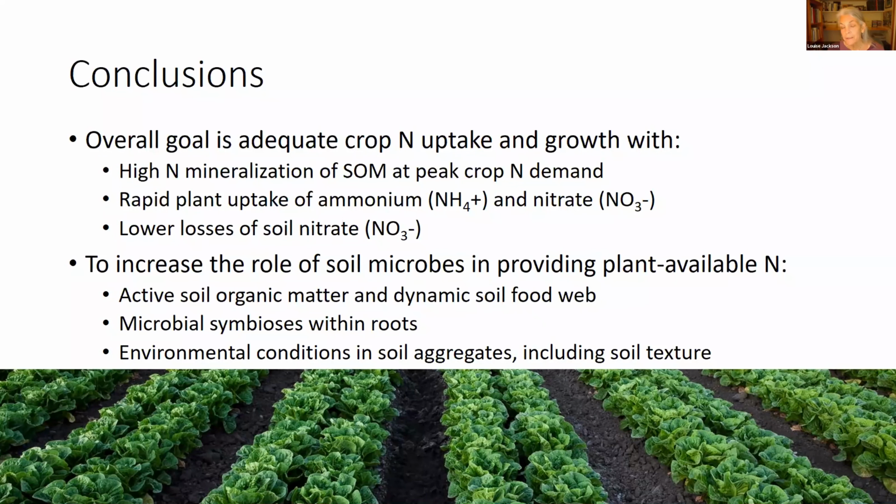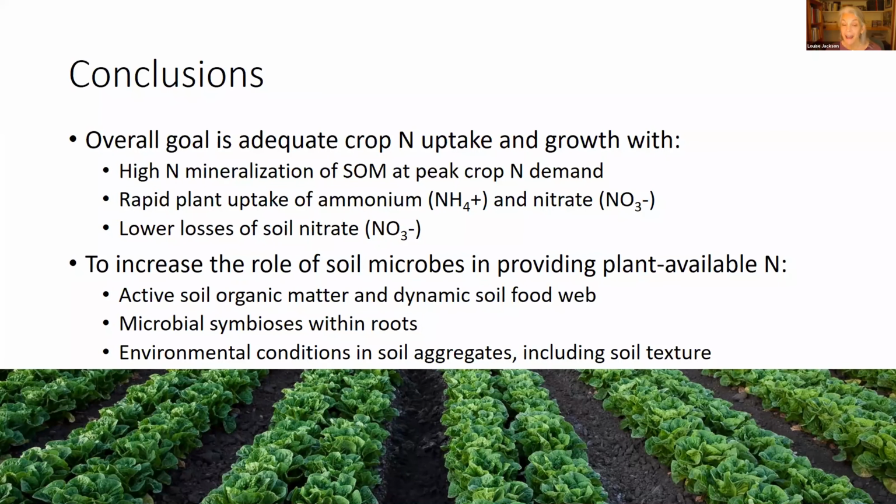So to increase the role of soil microbes in providing plant available N, what's crucial is active soil organic pools and a dynamic soil food web that's keeping the system moving through these various phases. And that can take time in an organic system, especially the creation of a more complex soil food web with organisms as complex as predators. We can also increase this with the microbial symbioses that I just talked about.